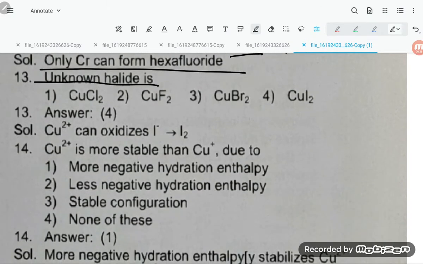Unknown halides: CuI2 is an unknown halide, because Cu2+ can oxidize I- to I2.